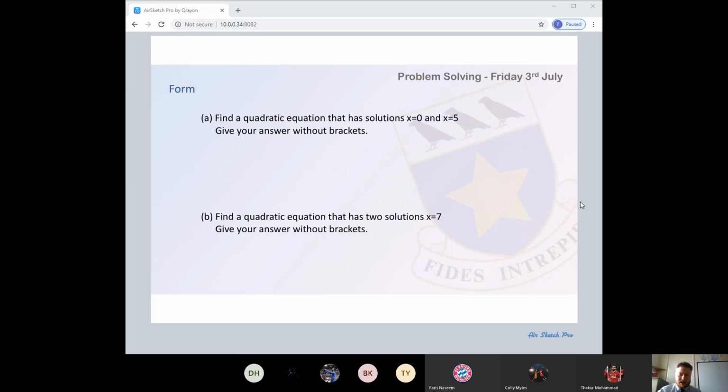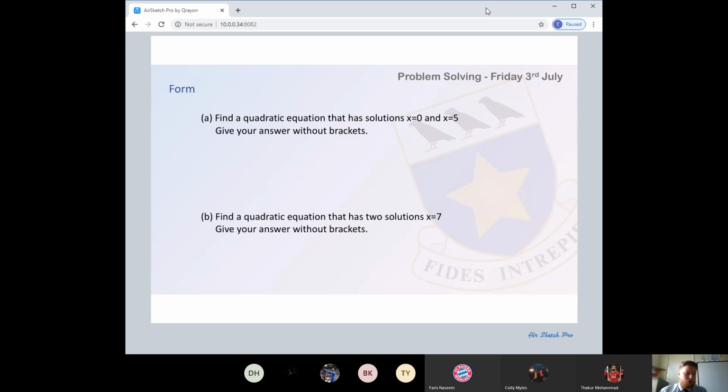So we've got, find a quadratic equation that has solutions x equals 0 and x equals 5, and give your answer without brackets. Now, I'm not going to do this on the Poll Everywhere site this time. We're just going to do this on our own pen and paper because it's a little bit more difficult to submit an answer in this way.